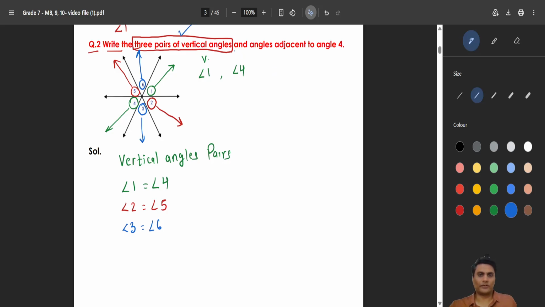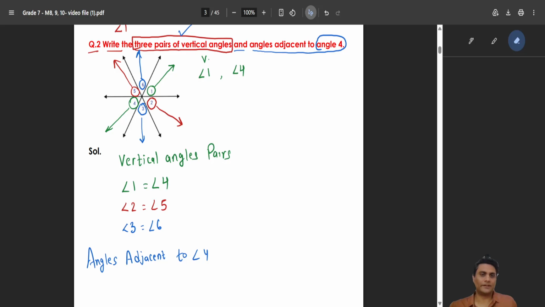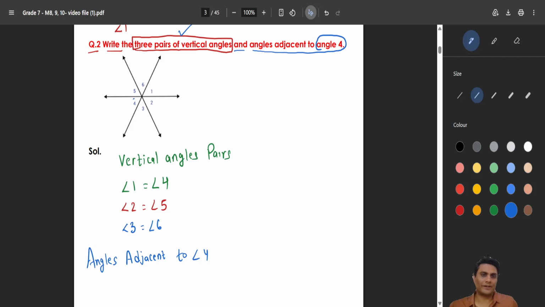Let us read the question further. Angles adjacent to angle 4. Now I have to write the angles adjacent to angle 4. So adjacent to angle 4. So angles that are adjacent to angle 4, right? So where is angle number 4? Let us erase everything first here. Okay. Now this is my angle 4, right?